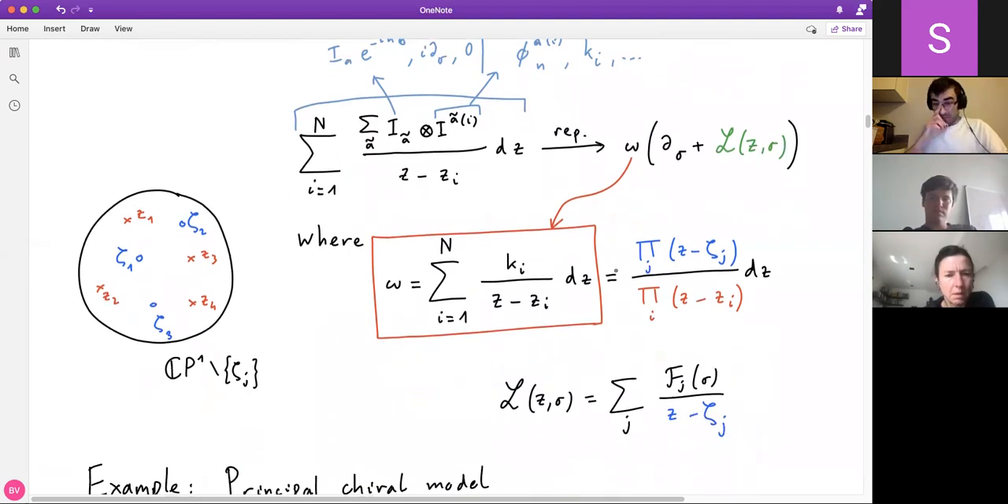Because I started with a Lax connection which has poles at the z_i's, on this side the Lax connection will typically have poles at the zeros of the meromorphic one-form, which I call the zeta_j's here. And so these are the zeros of the meromorphic one-form.